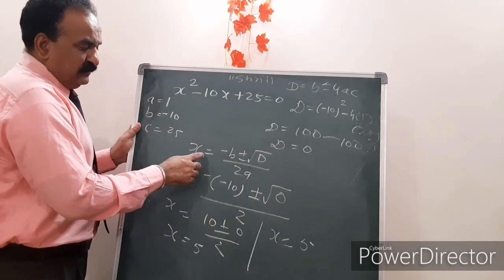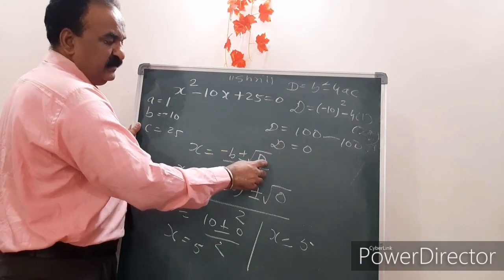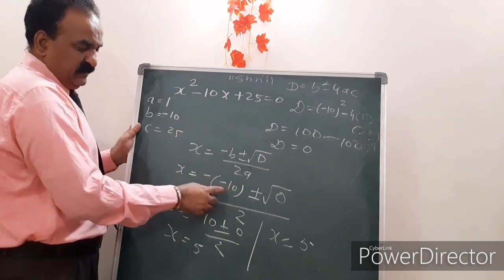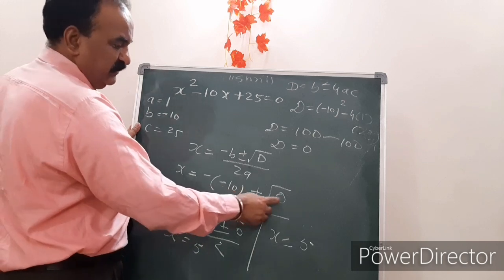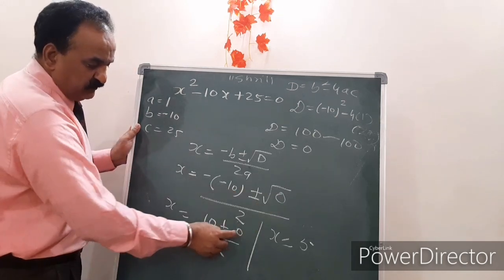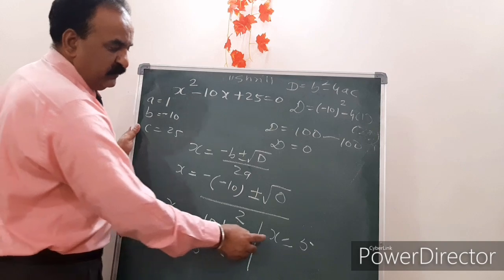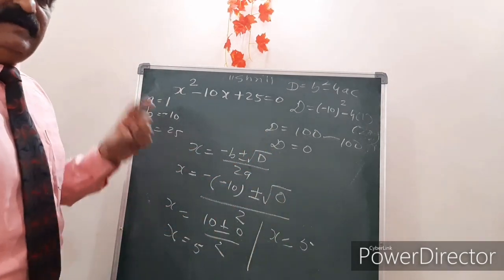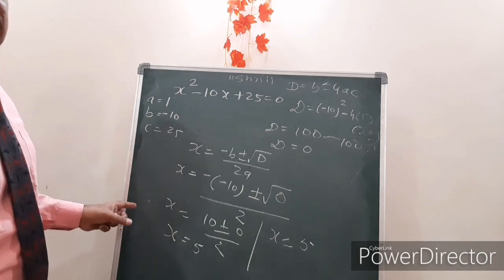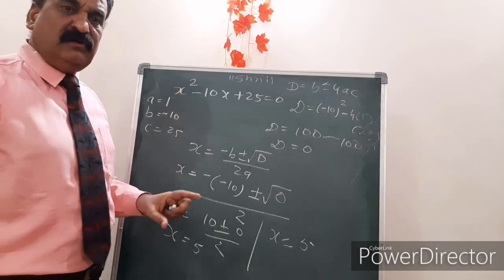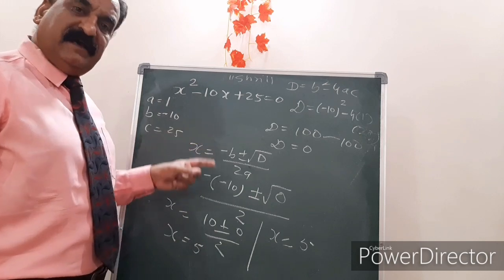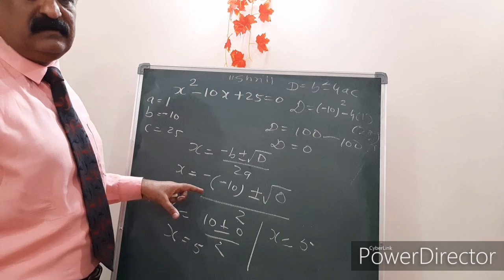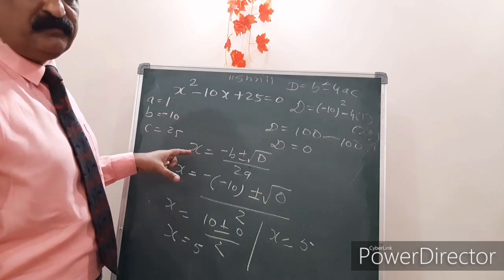The formula is x is equal to minus b plus minus under root D upon 2a. Minus into bracket b is minus 10, minus minus become plus. So 10 plus minus 0 upon 2. So x is equal to 10 plus 0 upon 2, which means 5. x is equal to 5. It means if D is equal to 0, roots are real and equal. And when D is greater than 0, roots are real but not equal. I hope these two parts are clear to you.